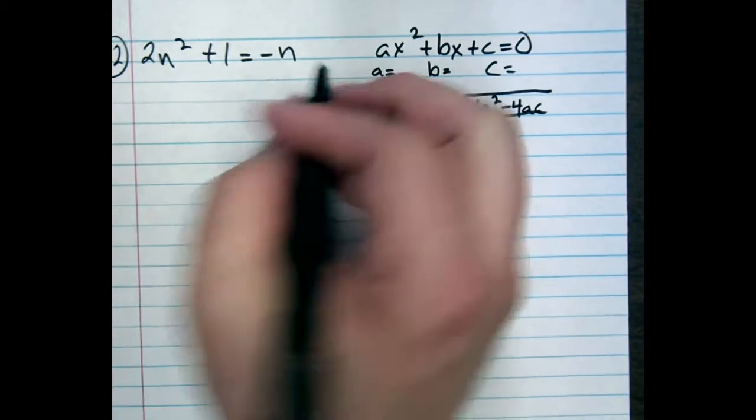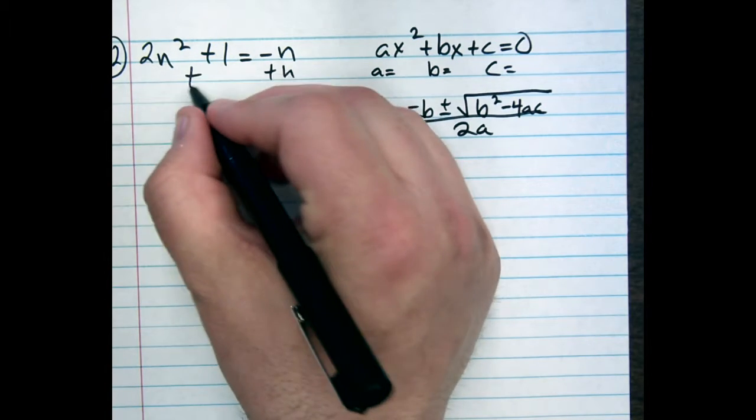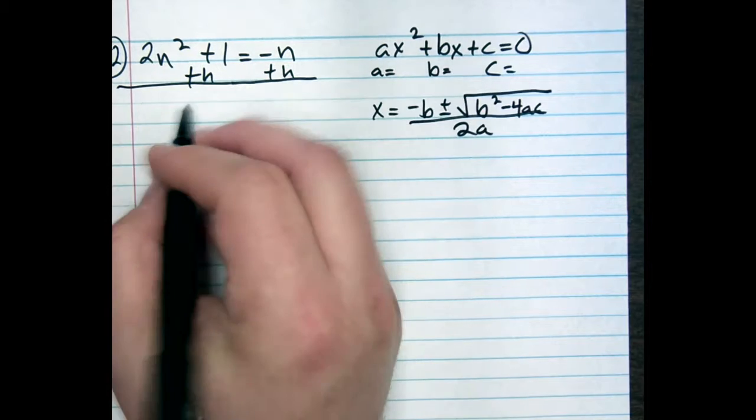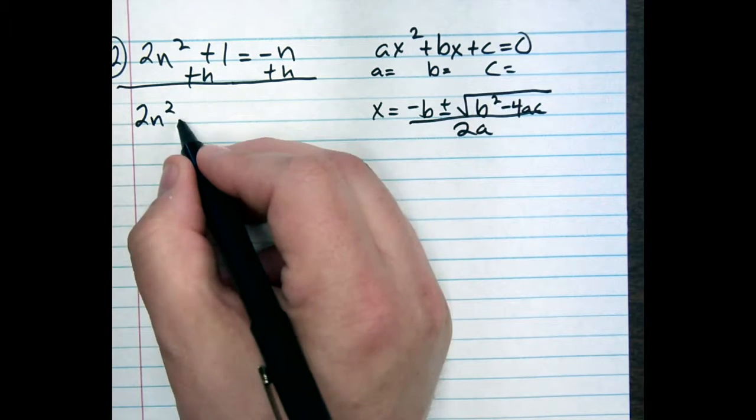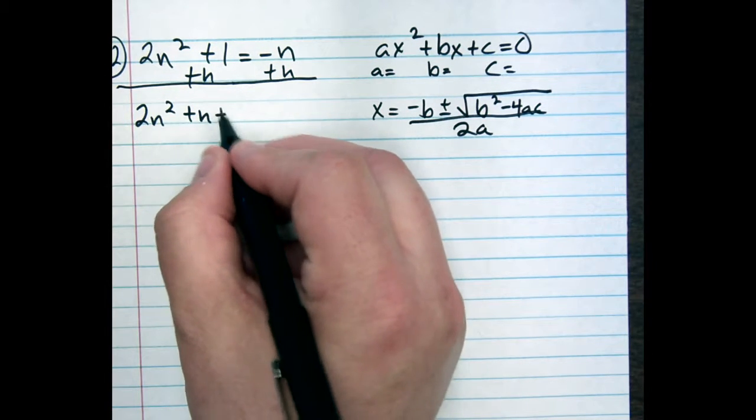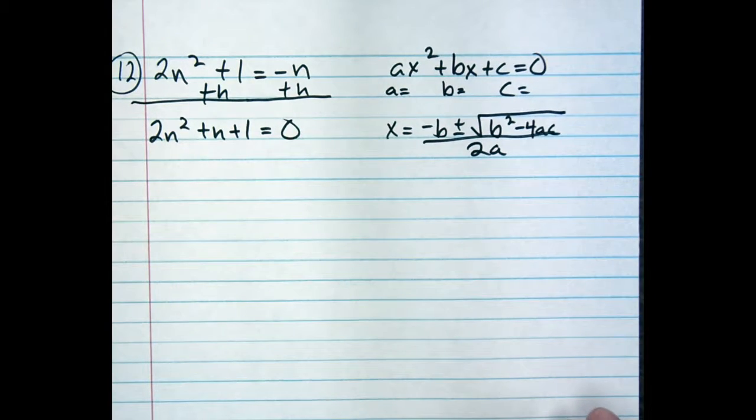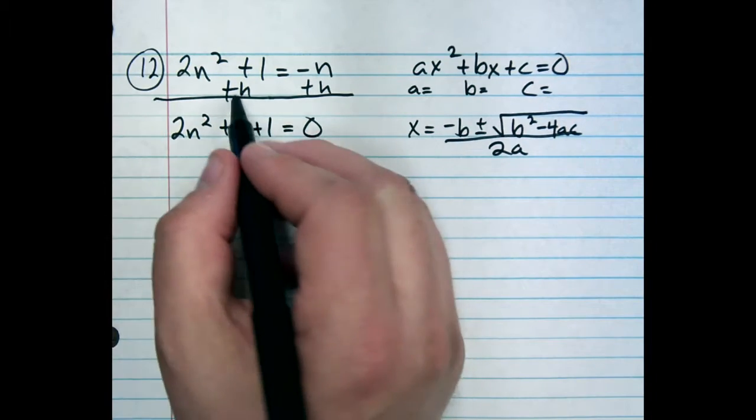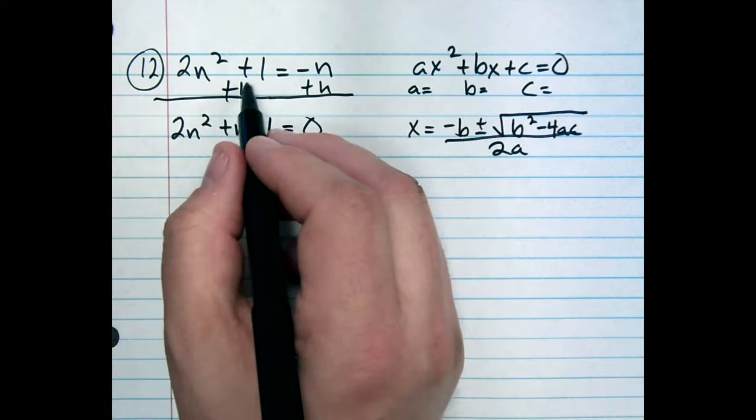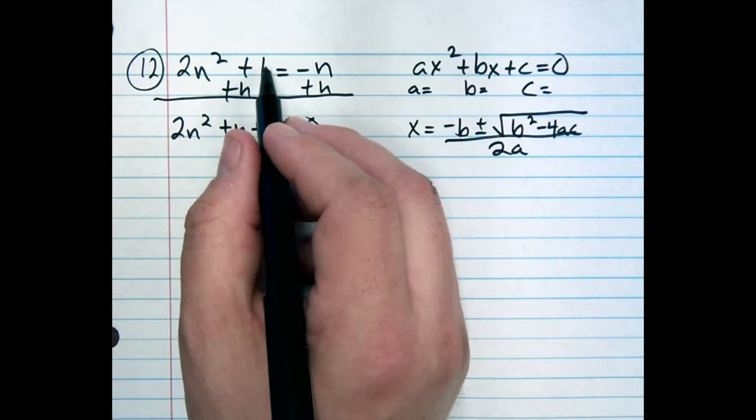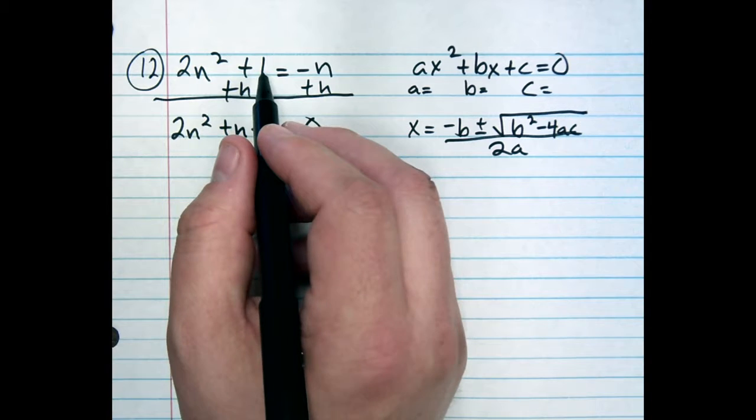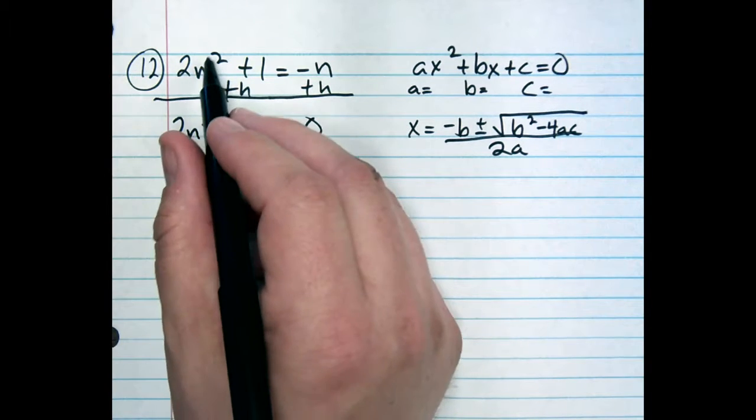So I solve for 0 by adding n to both sides. That gives me 2n squared plus n plus 1 equals 0. Now, n doesn't combine with 2n squared, they're not like terms, and n doesn't combine with 1 because they're not like terms. In order for them to be like terms, they have to have the same variable raised to the same power.